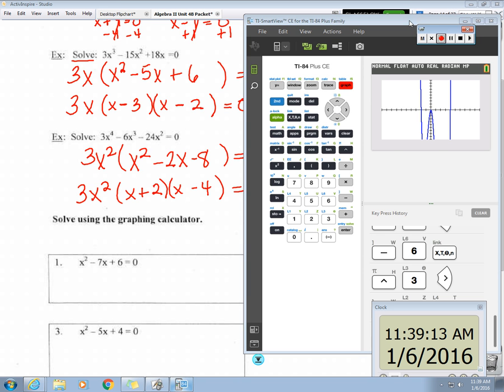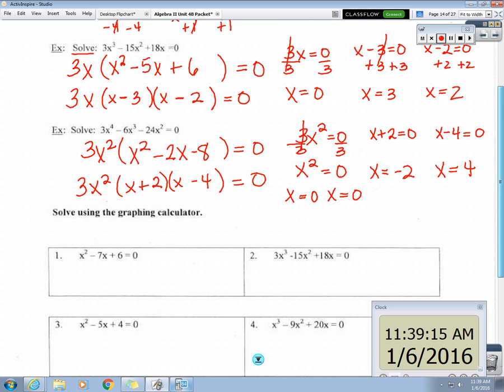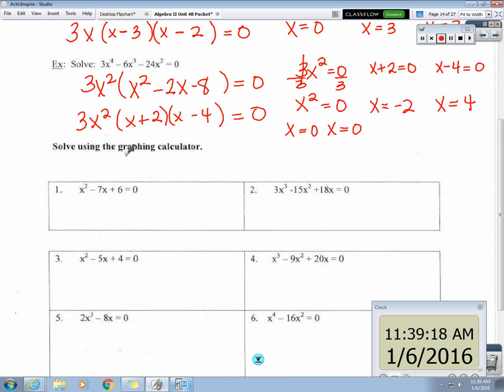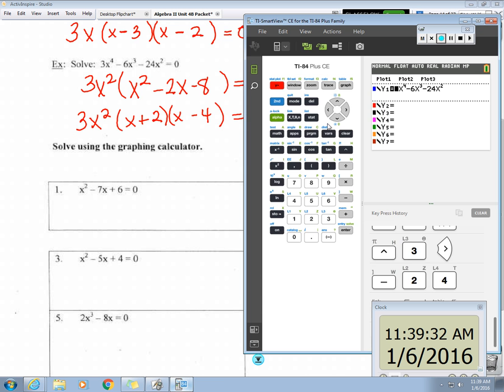Okay, so basically what you should have realized here is if I ask you for the solutions of this problem, which way are you going to choose to find them? Just graph them. Okay, so like with number 1, if I say solve using the graphing calculator, all you have to do is go to the graphing calculator and graph x squared minus 7x plus 6.